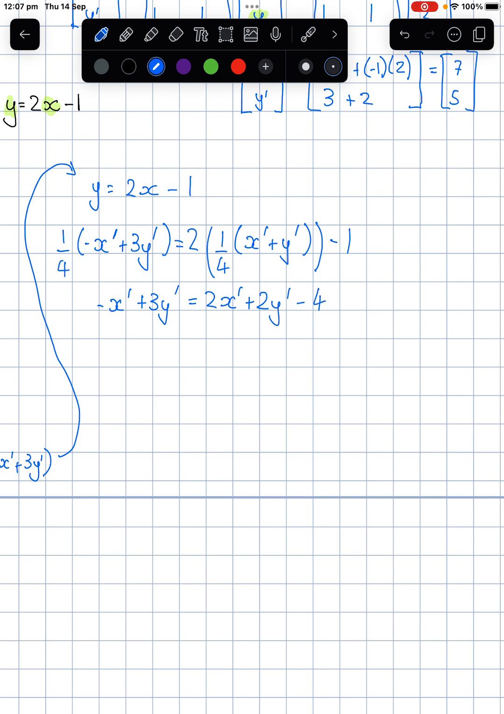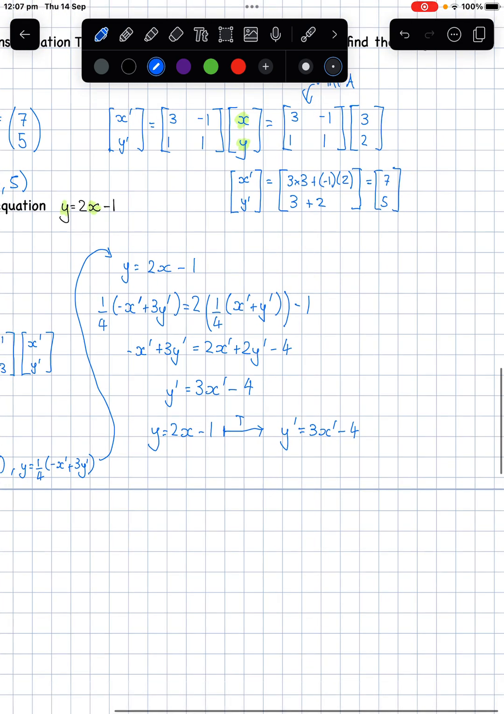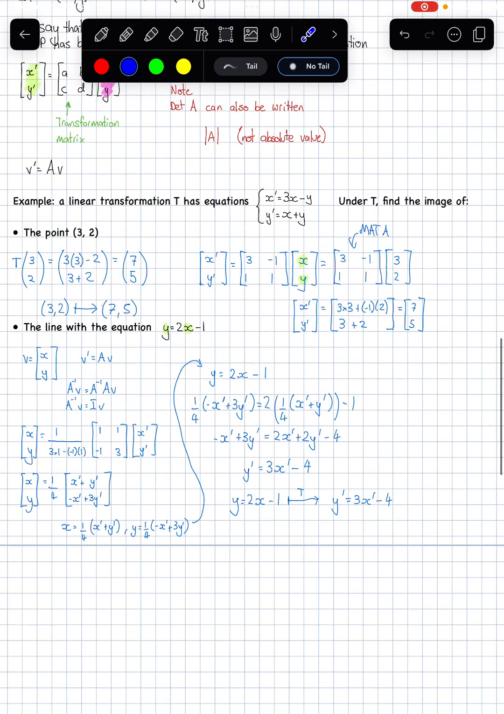So in this space now, we can just take 2Y dash from both sides, so I'm going to end up with Y dash here, and then I'm going to add X dash to both sides, so I'm going to end up with 3X dash minus 4. And that means that this function here, Y equals 2X minus 1, goes into this transformation and comes out as Y dash equals 3X dash minus 4. So that transformation has changed this function from a slope of 2 to a slope of 3, which is pretty interesting. All right, I'm going to stop.